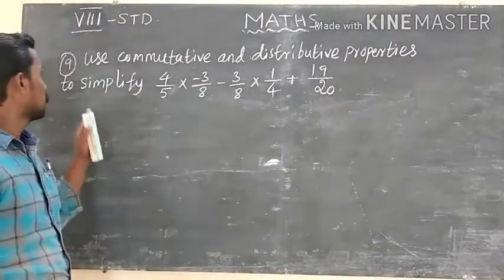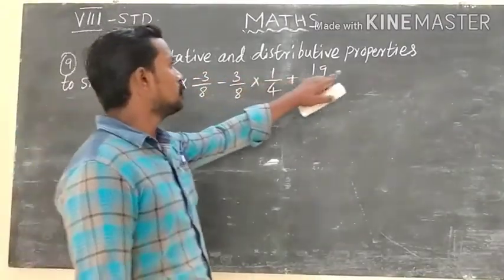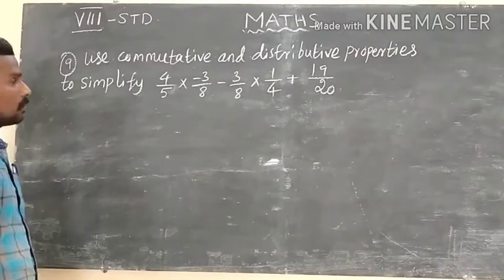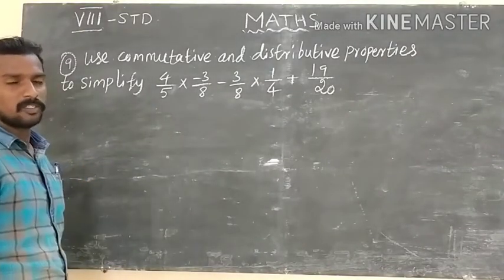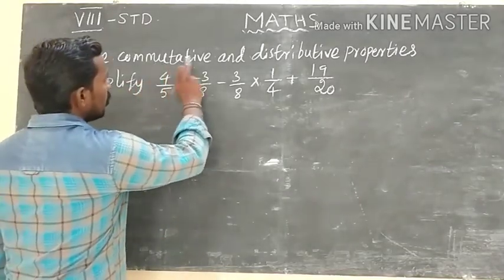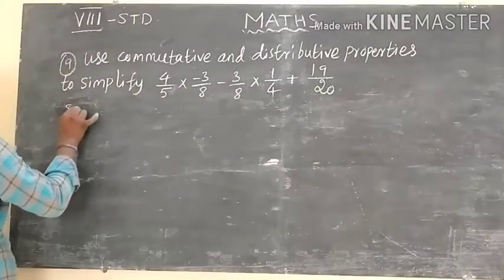Okay, dear students, 9th question. Use commutative and distributive properties to simplify the given question. So you have the 8th question second subdivision; this 8th question second subdivision is your homework. So for the 9th question, using commutative and distributive properties to simplify the given question, the solution.